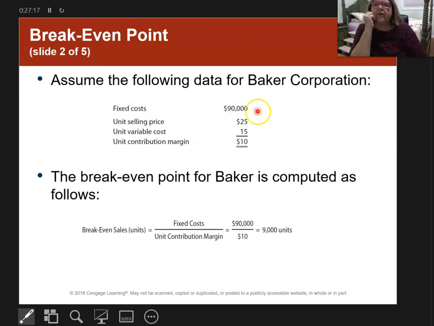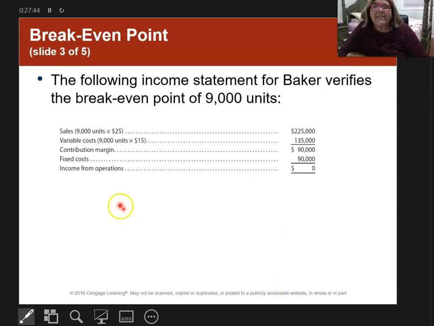Here's my information for Baker Company. My fixed cost is 90,000. Notice how they always have the fixed cost as a full dollar amount. This is the way you're going to see it. My unit selling price minus my unit variable cost equals my unit CM. So I'm going to take these two numbers, and 9,000 units is my break-even point. What that means is I need to sell 9,000 units to make 0 income. 9,000 times 25 minus 9,000 times 15 equals 90,000 minus my fixed cost of 90,000.